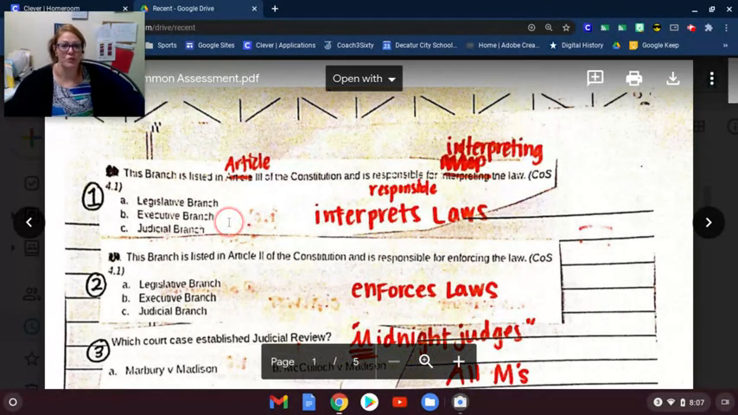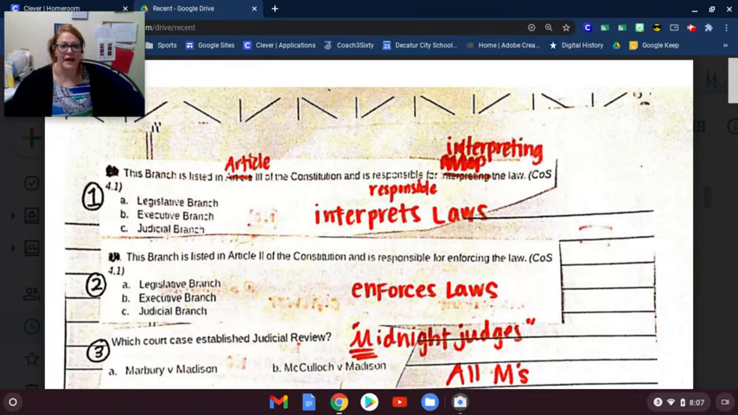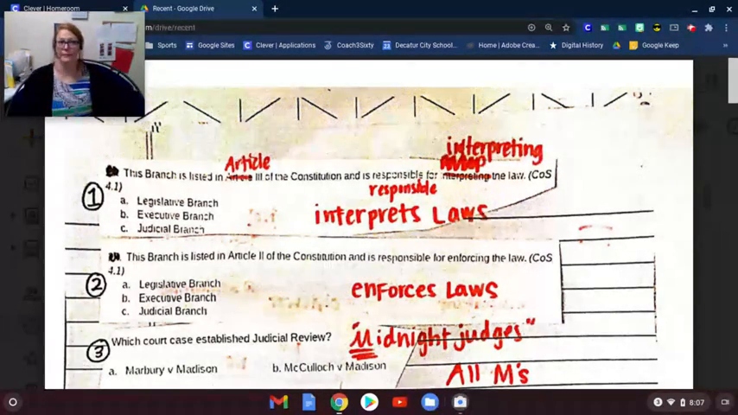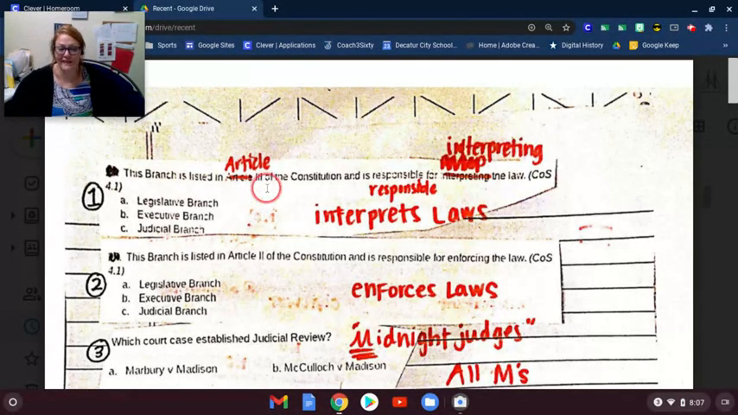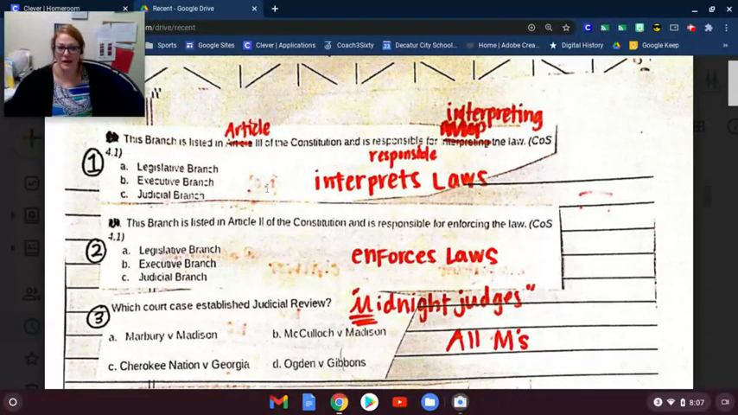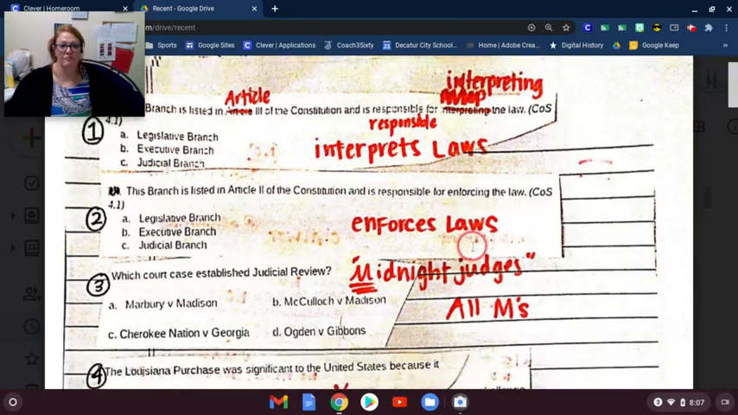So there's really no way to, you have to think about the court and how they issue verdicts. It's usually a lot of paperwork, and they all render opinion. So just think of it that way. They have to interpret. This branch is listed in the Article of Constitution responsible for enforcing laws. So this is once again something you've got to remember.